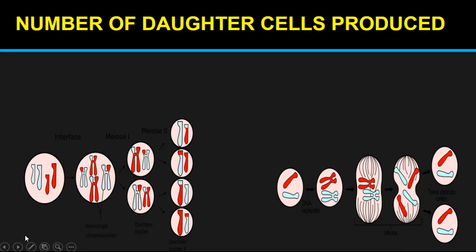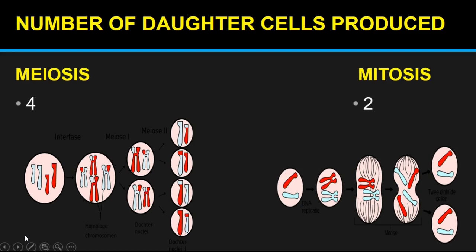And as far as the number of daughter cells produced, meiosis, you can see in this picture, there are 4 daughter cells. And with mitosis, you can see there are only 2 daughter cells produced.